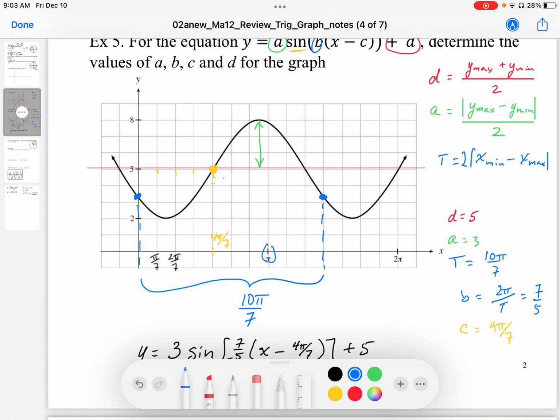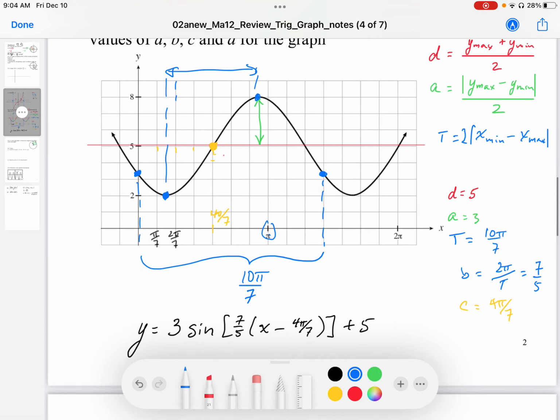The distance between those 2 points horizontally, and I'm just going to mark that out so it's clear, that's going to give us half the period, and we multiply it by 2 to get the full period. So we could use these formulas as well, but again, when we have the picture in front of us, we can just work these out as well.